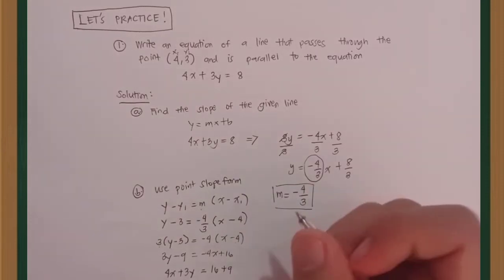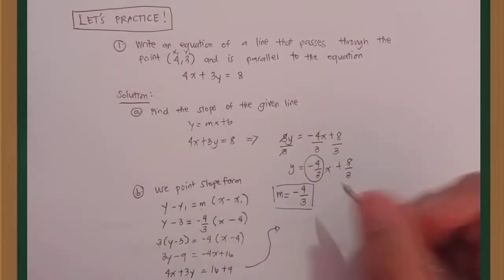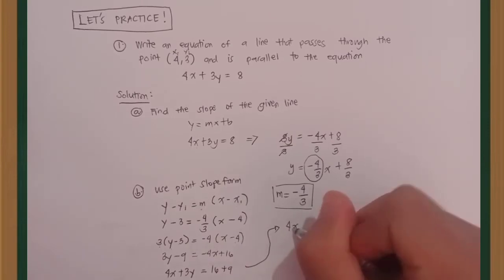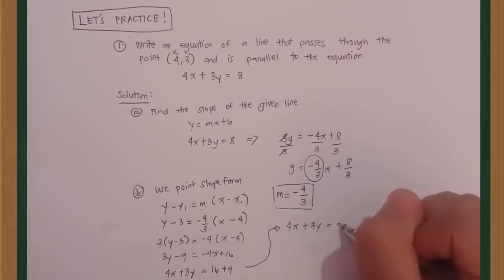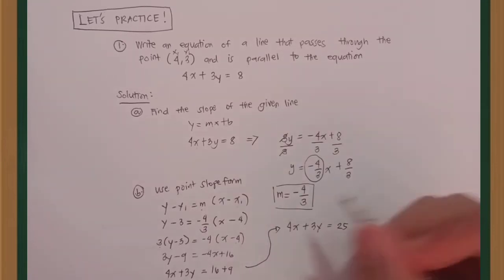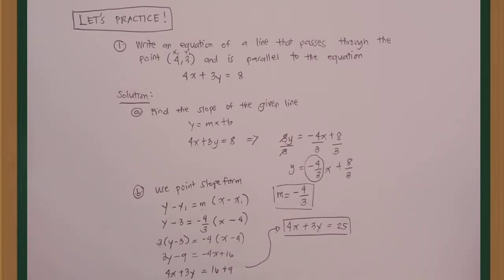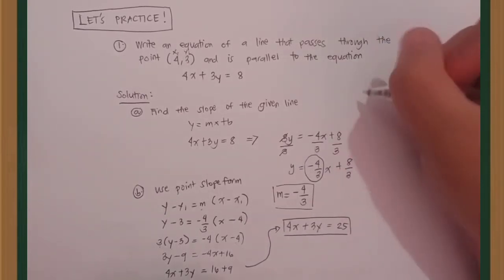Okay, so after this, we have 4x plus 3y equals 25. Okay, so this is the final answer. Got it. So we write the final answer, so that is letter C.